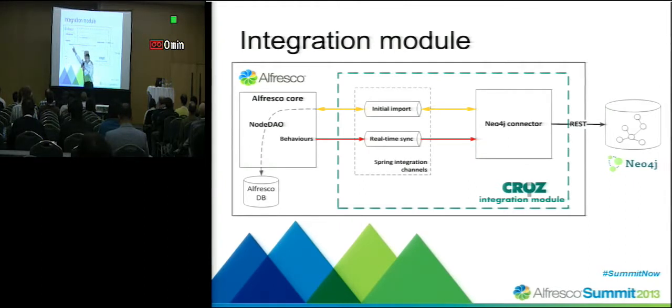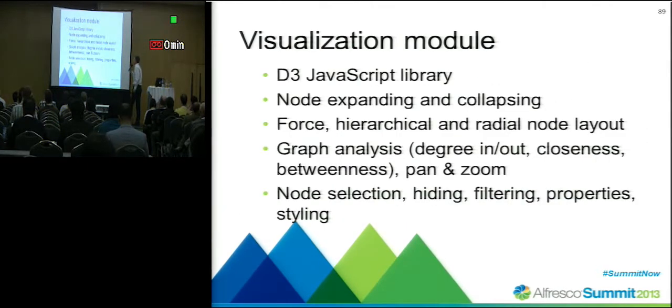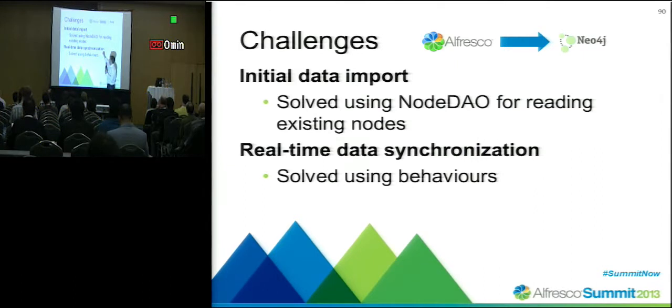It's based on the behaviors mechanism, so it picks up all the changes in Alfresco data and syncs that back to Neo4j. So these two bases are basically in synchronization. And the visualization module that you saw before is based on the D3 JavaScript library. We spent only 2 months in development, but came up with some nice features like force, hierarchical and radial layout, as you will see, and several graph analysis algorithms, like you will also see later.